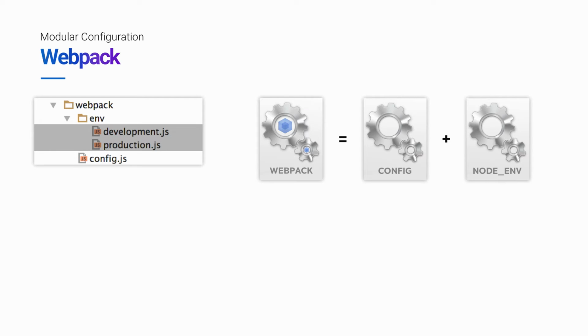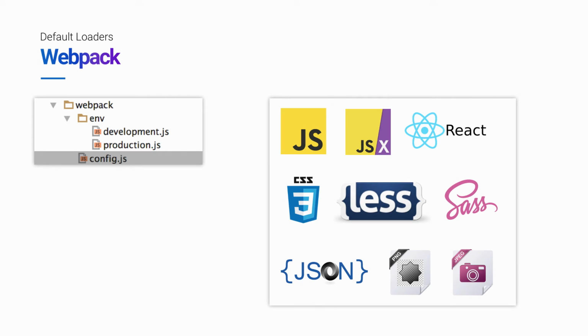Now these file names are not special, so if you need to support additional environments, such as staging, you can simply create a staging config under the /env directory and set your node environment accordingly. The common Webpack config also comes with common loaders pre-installed to make it easier to drop files into your project and immediately use them. As you become more comfortable with Webpack, you can tailor this file to reflect only the specific needs of your project.